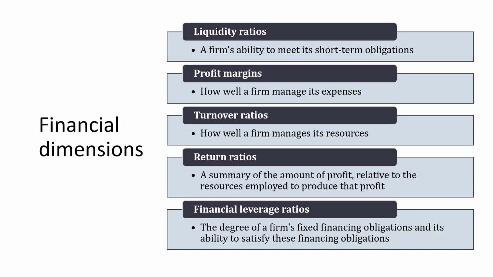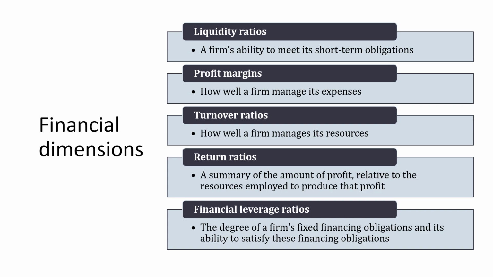We generally classify ratios according to the different aspects that ratios tend to provide information about. For example, liquidity ratios tell us about a firm's ability to meet its short-term obligations, such as paying its suppliers. Profit margins tell us of how well a firm manages its expenses. And you want to keep the expenses low, but at the same time you want to operate rather efficiently. Turnover ratios tell us how well a firm manages its resources.